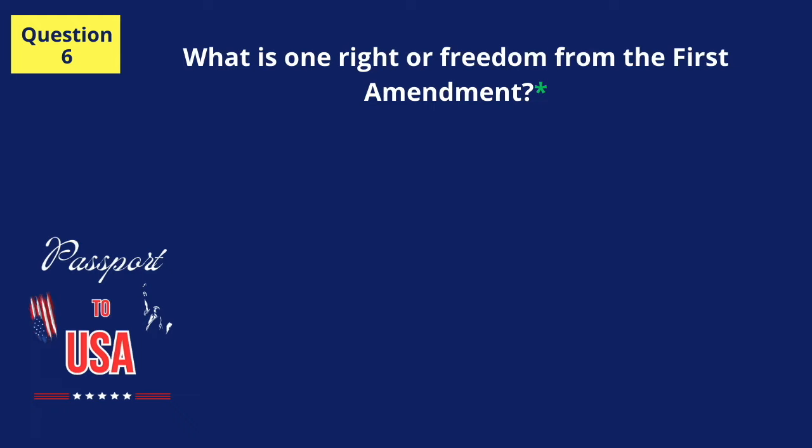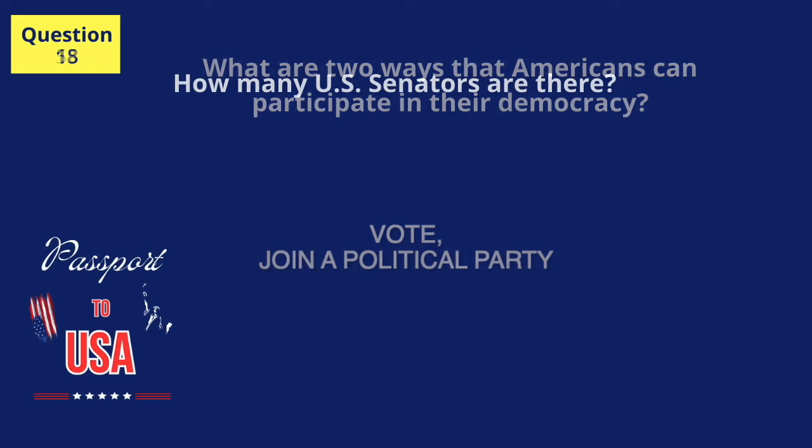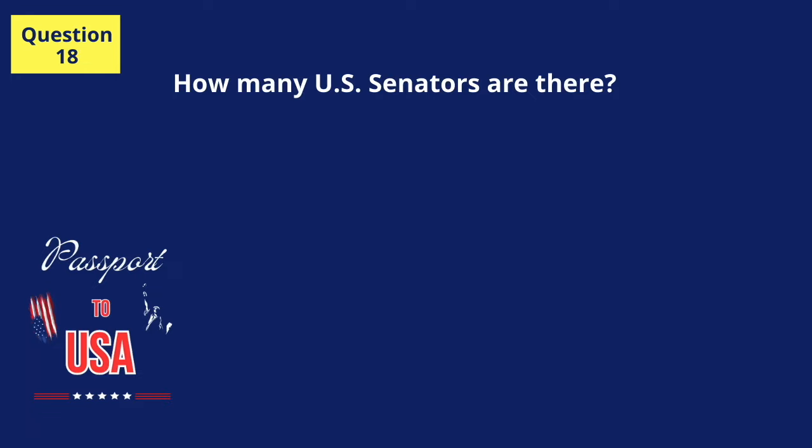What is one right or freedom from the First Amendment? Speech. What are two ways that Americans can participate in their democracy? Vote. Join a political party. How many U.S. senators are there? 100.